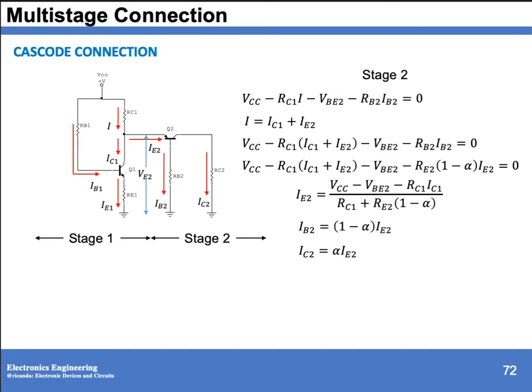Solving for your voltage emitter 2, that is voltage base emitter 2 plus the voltage drop across RB2. Then voltage base 2 is equal to the voltage drop across RB2. And VC2, that is the voltage drop across RC2.